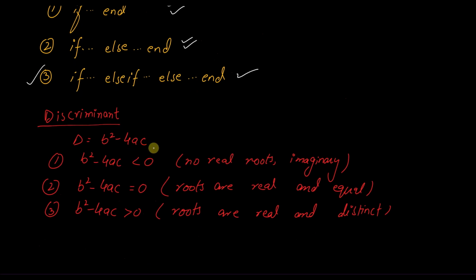The discriminant is equal to b square minus 4ac, and we are going to use all three statements. Initially, the roots are imaginary if the discriminant is less than 0. Secondly, if it equals 0, the roots are real and equal. And thirdly, if the discriminant is greater than 0, the roots are real and distinct. For this case, we are going to choose A equals 1, B equals 4, and C equals 4, and test how this syntax will work.